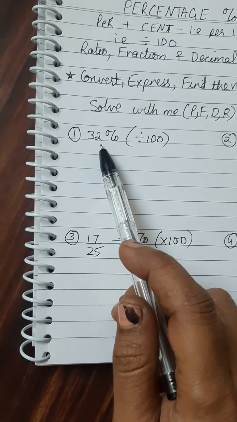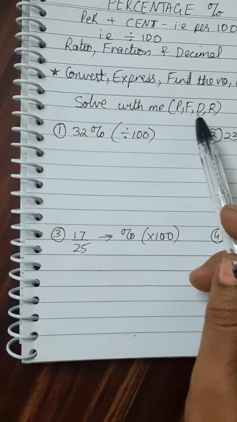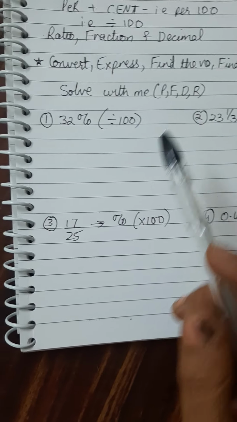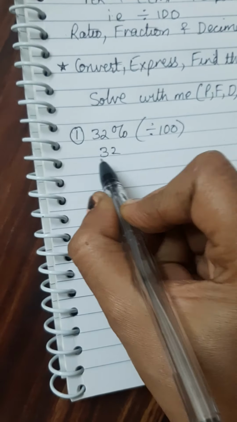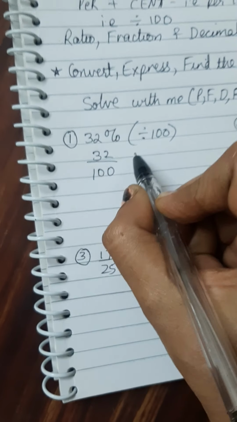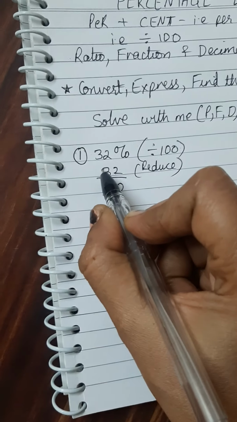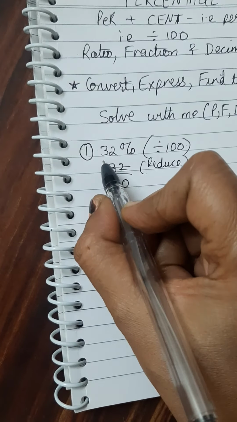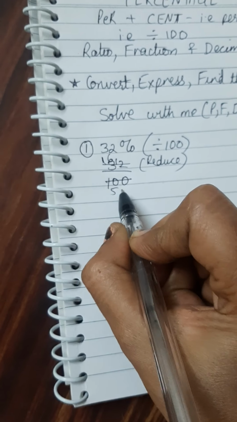Here we have 32%. That means the percentage is either to be converted into a fraction, decimal or a ratio. So you solve it with me. 32% means 32 divided by 100. Now reduce it to the lowest term. Divide it by the easy number, that is 2. 2 1s are 2, 2 6s are 12, 2 5s are 10, 50s are 100.